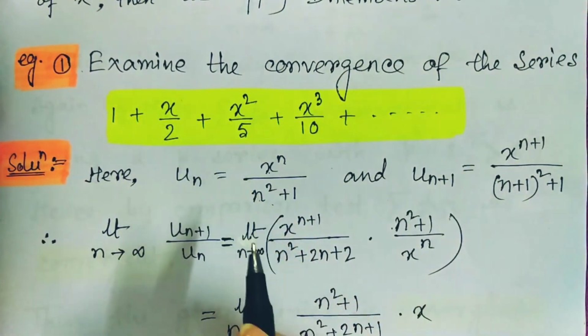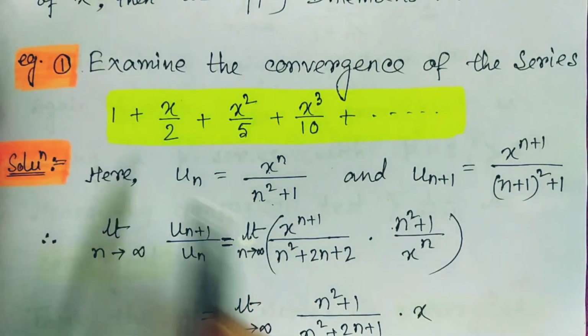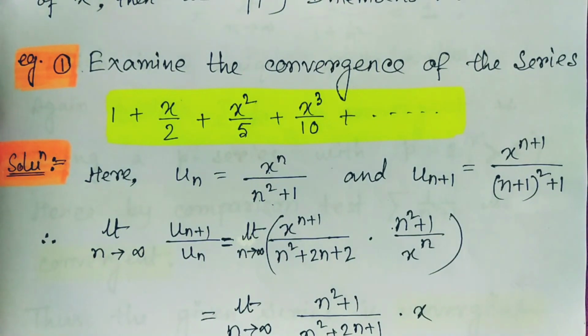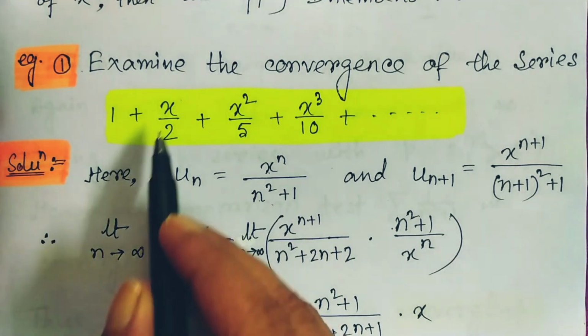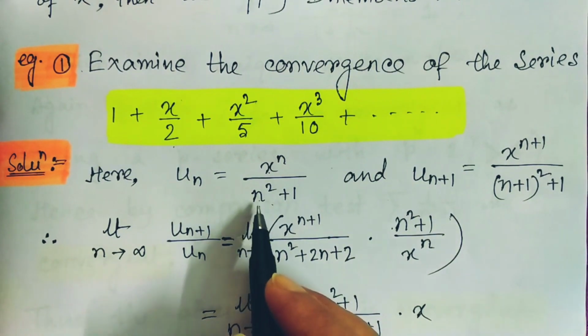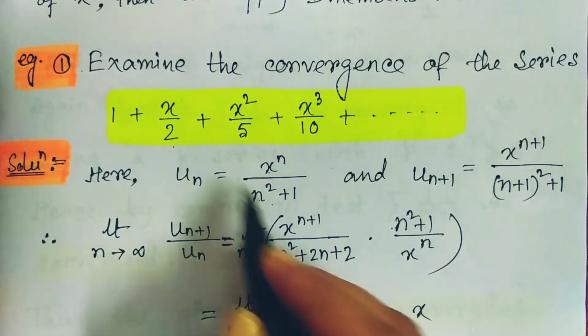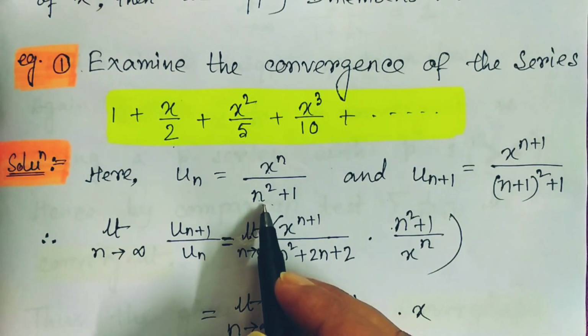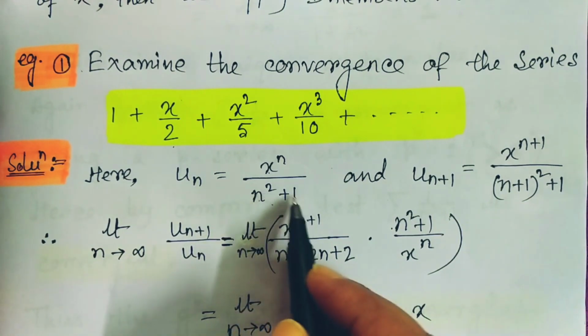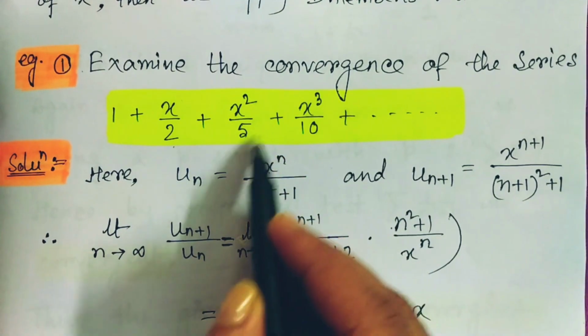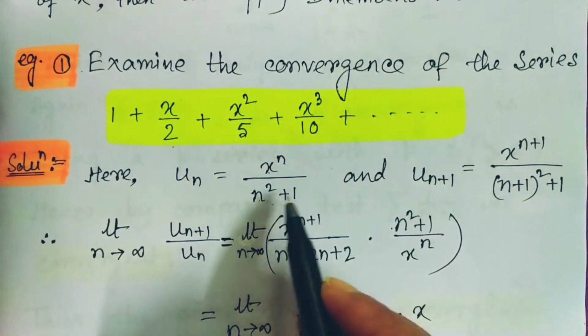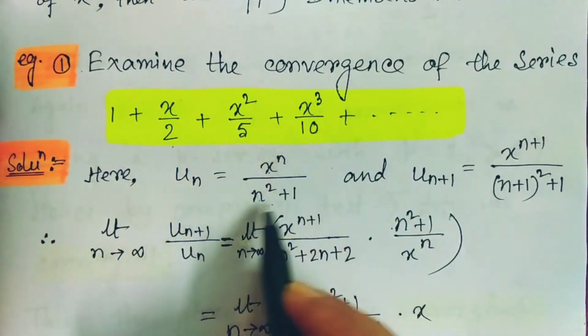What we will do here is exclude the first term, because we know from the fundamental theorem of infinite series that inclusion and exclusion of a few terms in a series will not change the nature of the series. That's why excluding the first term we started here. So the first term, when n is equal to 1, is x by 2. When n is equal to 2, n square means 4 plus 1, 5, and x square. When n is equal to 3, we definitely get x cube by 10. So this one is our un.